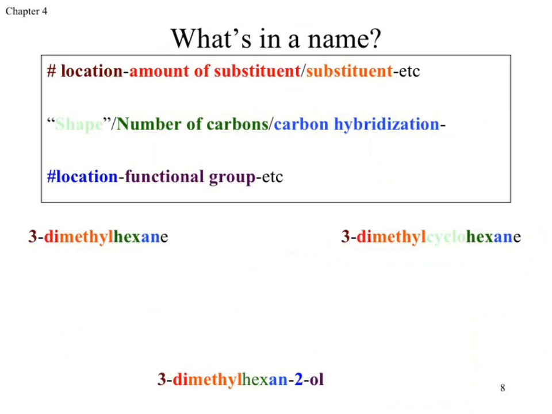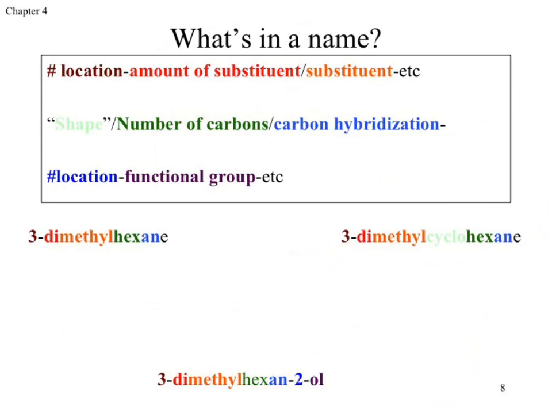Okay, so in the box, we would start with the number location. So we'd start off our structure by specifying where something was. We follow that with a dash specifying the amount of that substituent, followed by the name of that substituent. We would continue to do that until we've named all of our substituents. So all of the pieces that are attached to our main structure get named first.